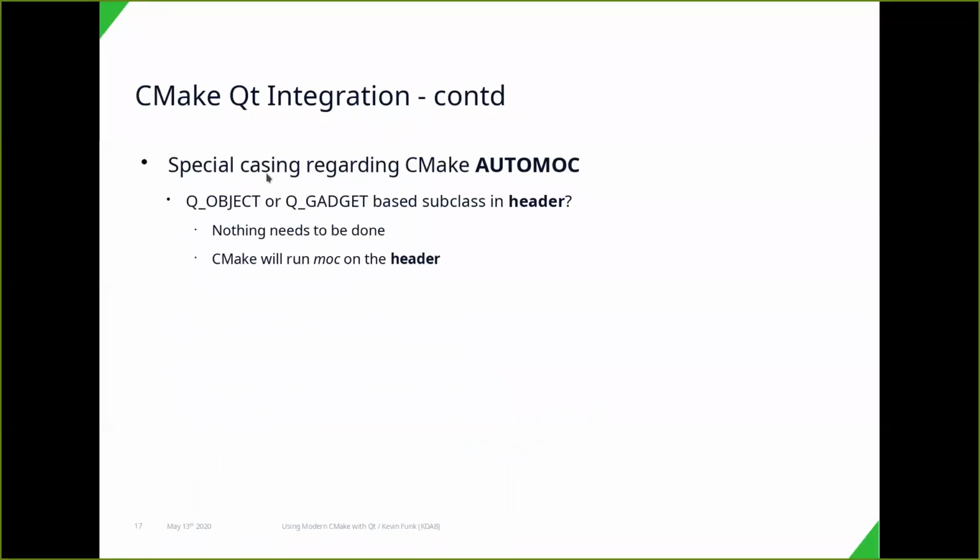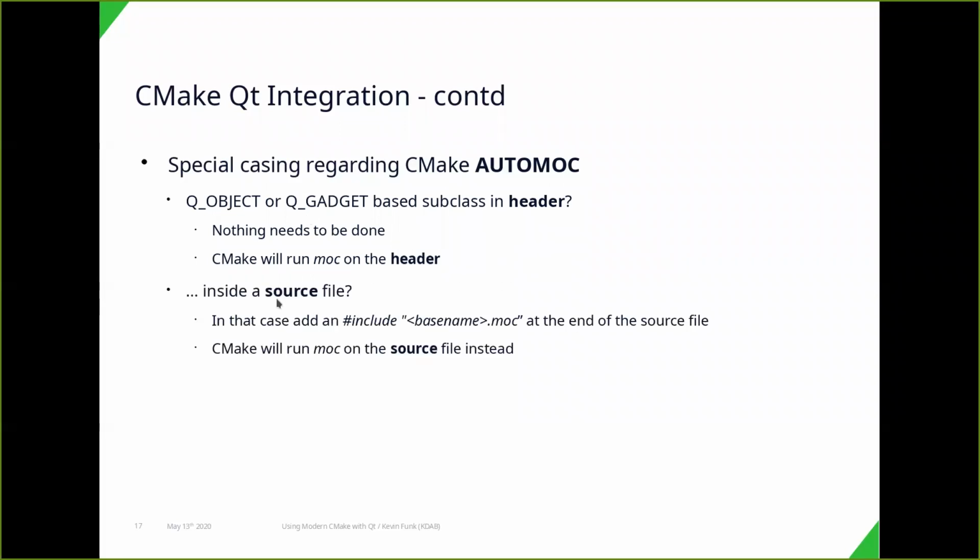Some special casing regarding AutoMock. If you have QObject or QGadget in a header, then there's nothing else to be done. CMake will run mock on the header if AutoMock is in place. But if one of these is in the source file, you actually need to do a little bit of extra work. You need to include basename.moc at the end of the source file, so CMake will know it will also need to run mock on the source file, not on the header. So that's just something to keep in mind.